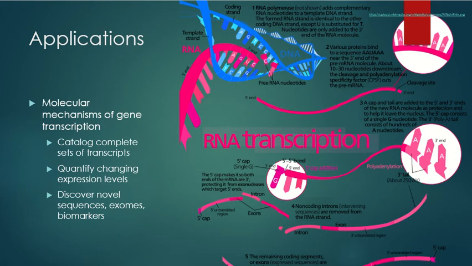So on this slide, we include a picture of RNA transcription because unlike other sequencing tools, IonTorrent can look at the molecular mechanisms of gene transcription while cataloging complete sets of transcripts while quantifying changing expression levels. This can also be used to discover novel sequencings, exomes, and biomarkers.